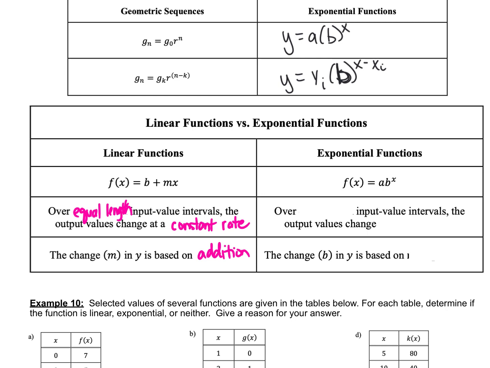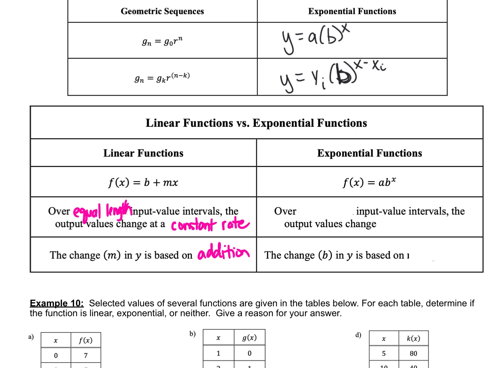Okay, so it's going to be really critical here in a second when we're writing our justifications. Over equal length inputs, those are your x's, the outputs, the y's, change at a constant rate. So the y's change equally as the x changes equally, right? With exponential functions, same thing, with equal length. Perfect, Megan.